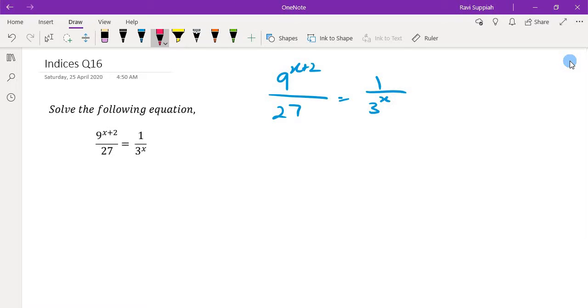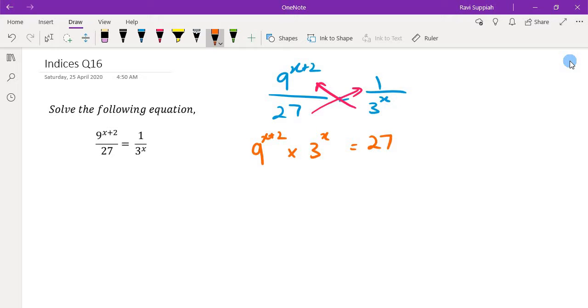Now, first thing I want to do is, since I have one fraction on the left hand side and one fraction on the right hand side, I can actually cross multiply. So what I will get is 9 to the power of x plus 2 multiplied by 3 to the power of x is equal to 27. Okay, so that's the first thing.